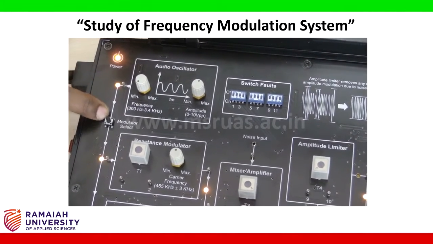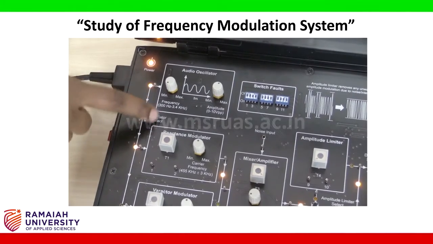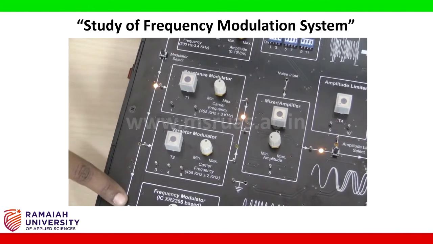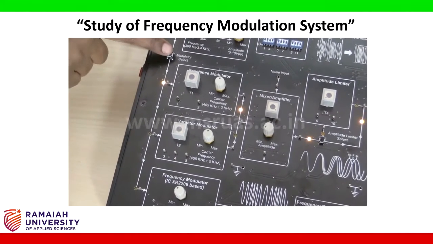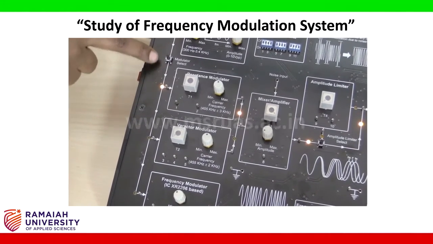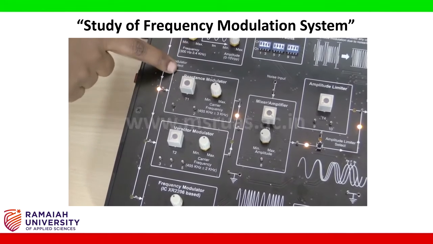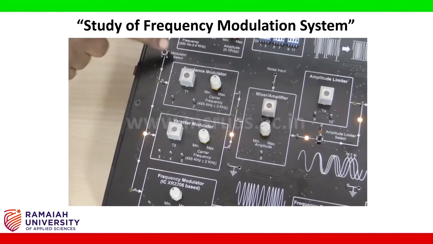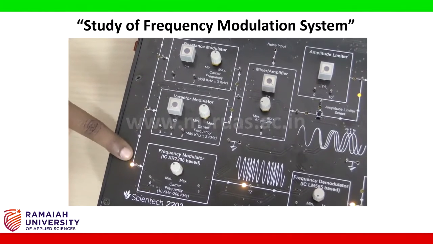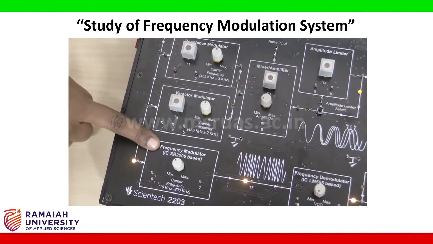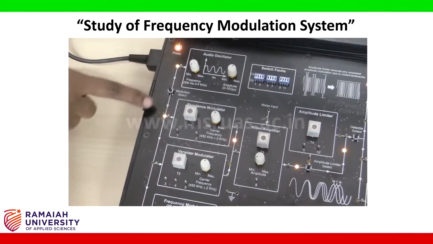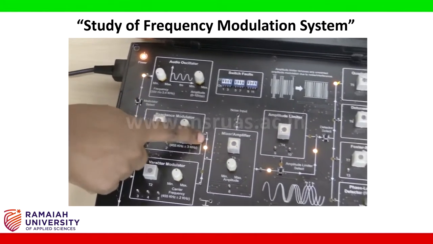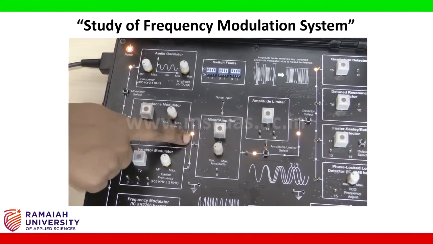It is going through this track where we have a selector. The selector switch can select any of these three modulators. By default this is selected as reactance modulator, pressing once it goes to varactor modulator, one more press goes to frequency modulator using IC. So now we press once again to select reactance modulator.